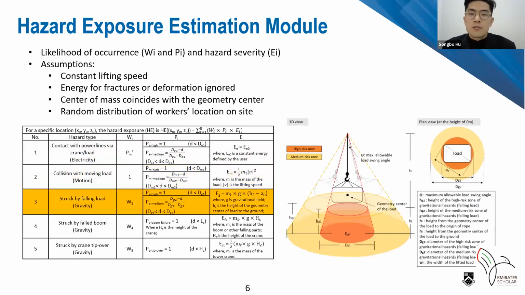For load dropping, W3 is a user-defined constant representing the likelihood of crane cable and lifting gear failures. The load's potential energy, EG, is reduced by PG linearly as well. Boom failure and crane tip over have a W as a fraction of W3, which is determined by construction practitioners. Meanwhile, the P value for them is set as 1, so the HE is uniformly distributed in the hazardous zones. E for these two hazards are the potential energies calculated from the crane weight and geometry.